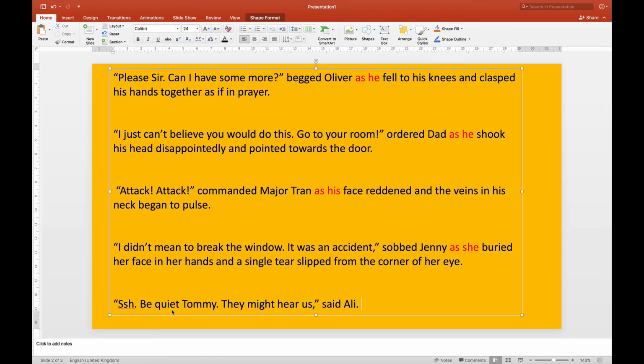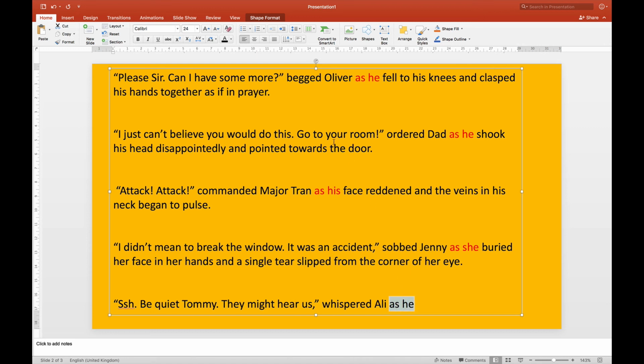And the last one, let's just quickly go through this one, and then the lesson's done. You can just immediately start doing this in your story writing, and it will jazz it up and add a bit of spice to it. "Shh, be quiet, Tommy. They might hear us," said Ali. Well, the obvious word there is whispered, isn't it? Whispered Ali. "Shush, shh, be quiet, Tommy. They might hear us," whispered Ali, as he.